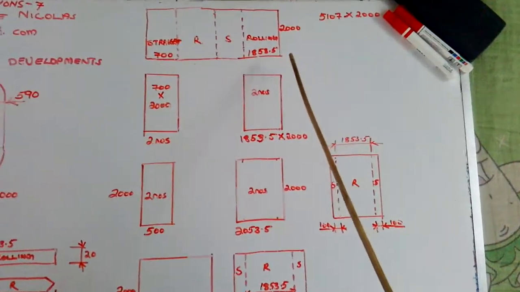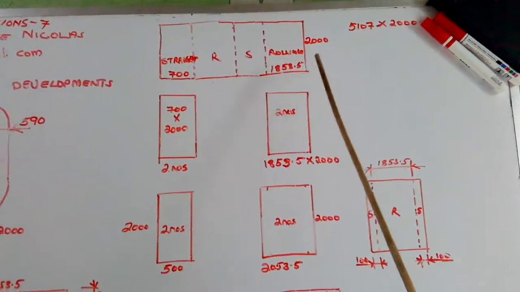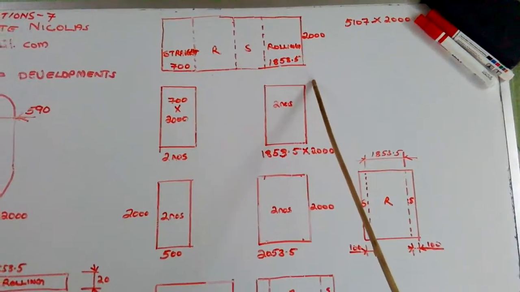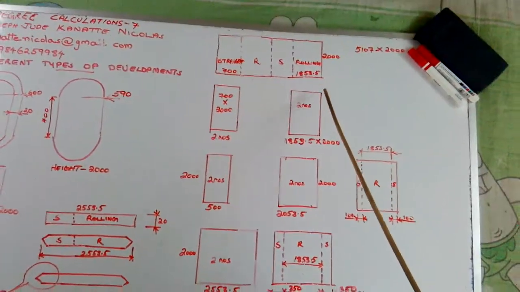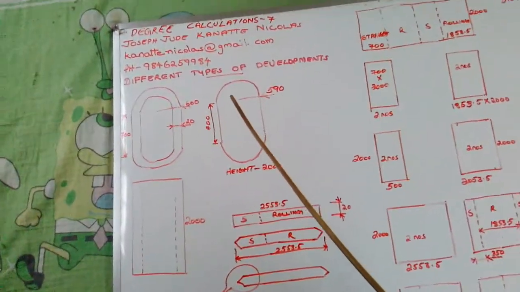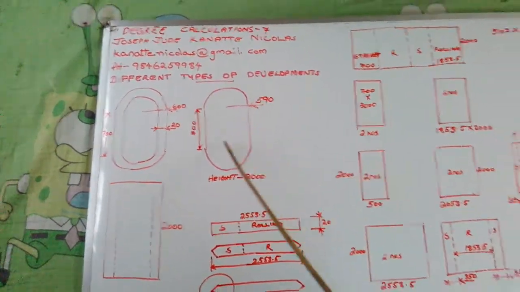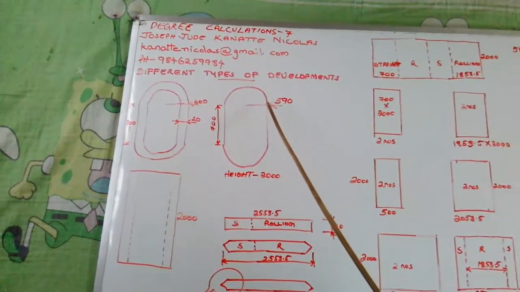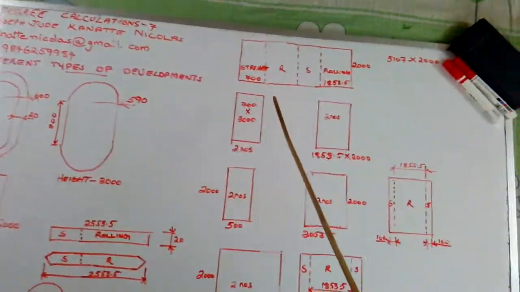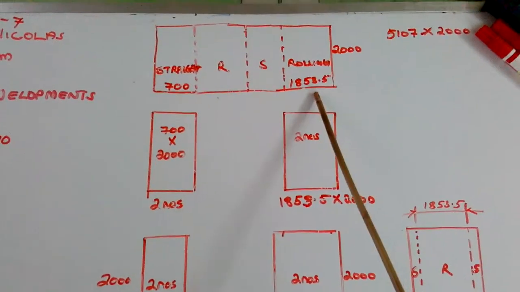It was 1853.5. How do we find out this measurement? You know all this. We used the formula pi d. When we used the formula pi d, we got the perimeter of the full circle. Afterwards, we divided it by 2, because we need only a half round. When we divide it by 2, we get the measurement 1853.5.